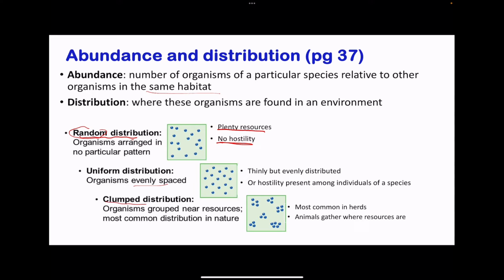The last one is called clump distribution. This could be common in herds. Animals could converge or gather where resources are in order to have enough to eat or enough resources.